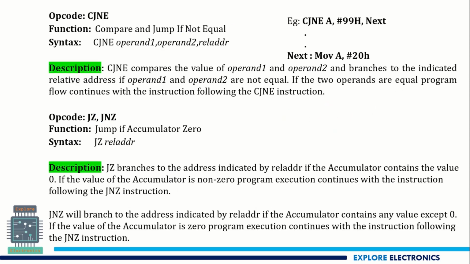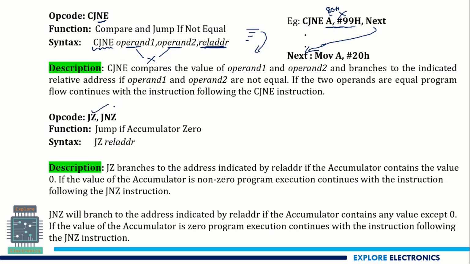Then CJNE, compare and jump if not equal. Here also it is a jump instruction where it should go to this particular address, or this will be the relative address, you can say. I am just saying this is the address for your reference. So here there are two operands. This opcode is compare and jump if not equal. Jump should happen only when these two are compared and are not equal. If these two are not equal, then only the branching will happen. It will directly jump to here. You can see here A is compared with 99H. A will have some value like 80H. So if you compare, these two are not the same, then jump if not equal. These two are not equal now, so it will go to the next. This is how the compare and jump instructions are going to be used.